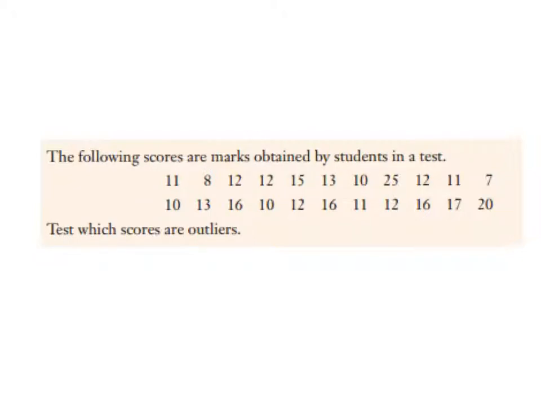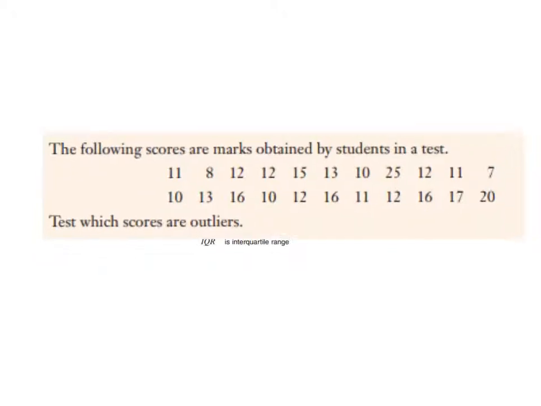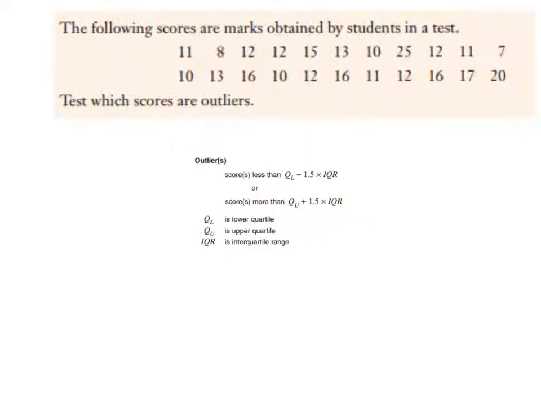Alright. So first, we have to find the interquartile range. And to find it, we write all the numbers in order. So the lowest number is 7, and then we write 7 there. Next is 8. Then we have 10. We have 2 10s.